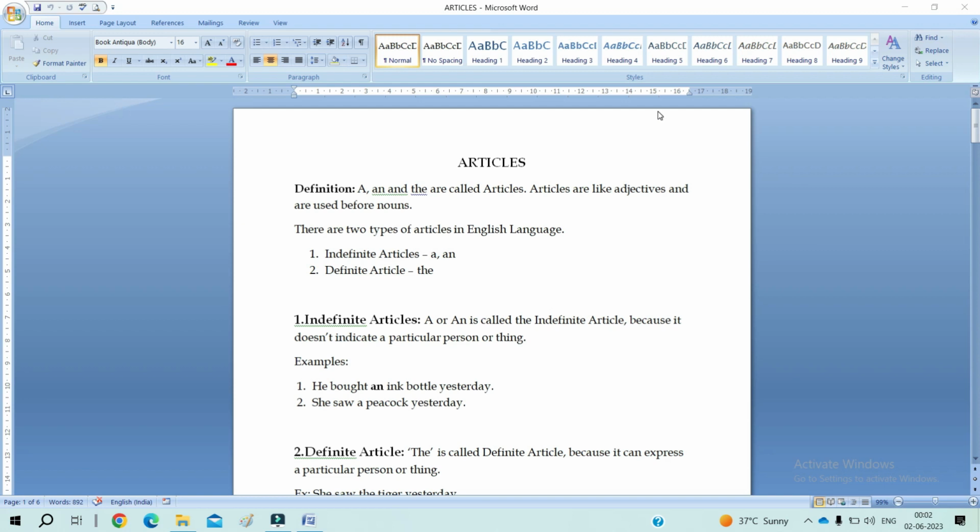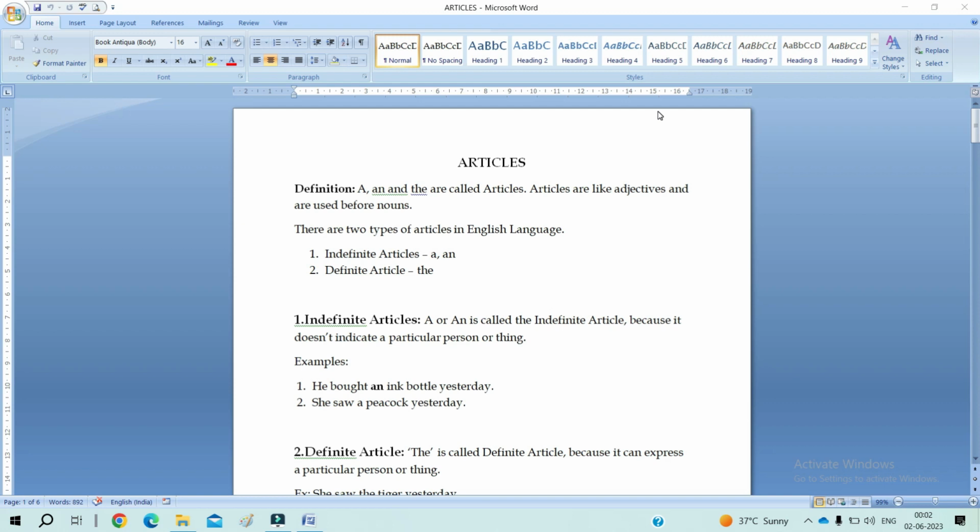So, a, an, and the are called articles, right? Articles are like adjectives and are used before nouns. We have two types of articles in the English language: indefinite articles, a and an, and the definite article, only the. So, let us go briefly.